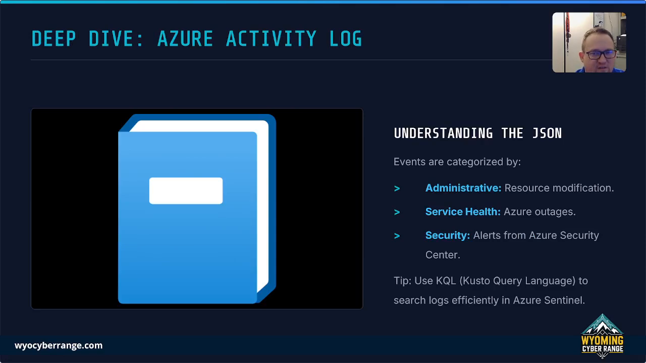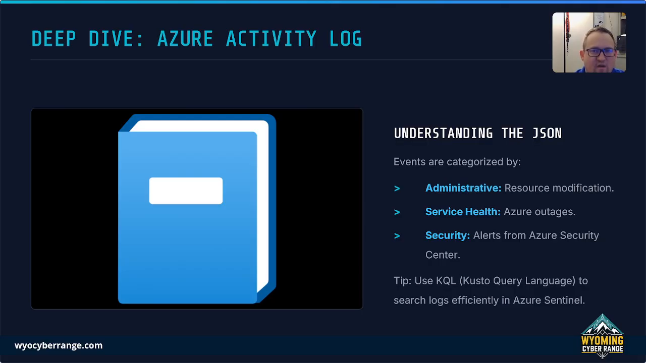The Azure activity log, on the other hand, is where we're going to look for events that's going to help us filter the noise. Now, they're going to give us a couple different categorizations. The first one is going to be administrative. This is going to be events regarding resource creation or modifications.